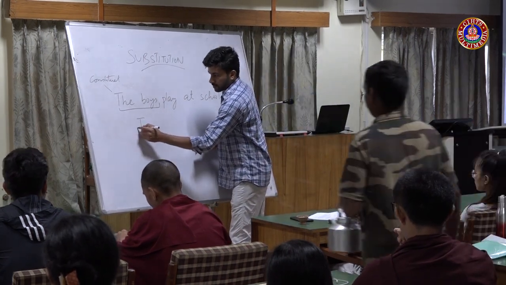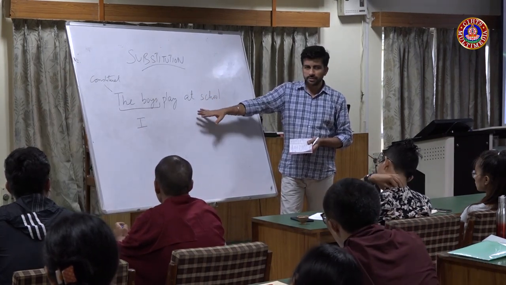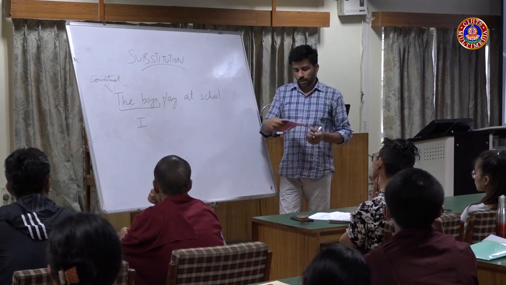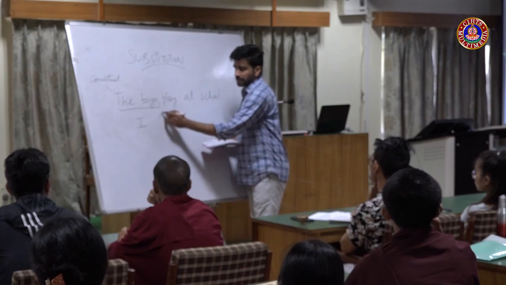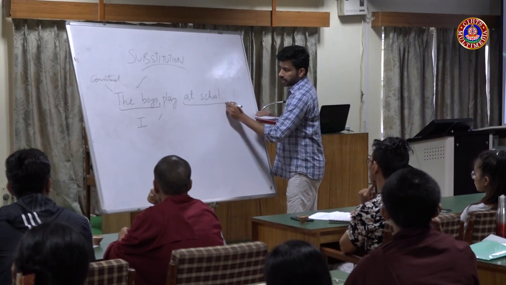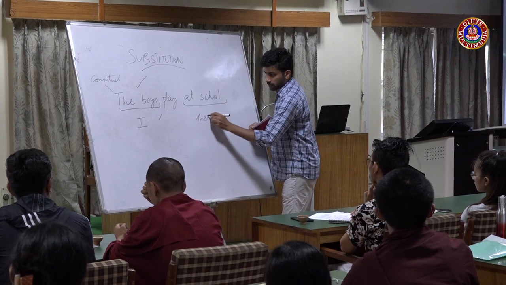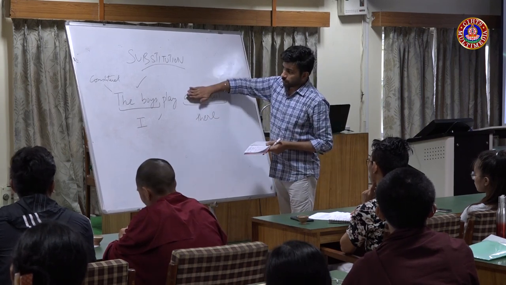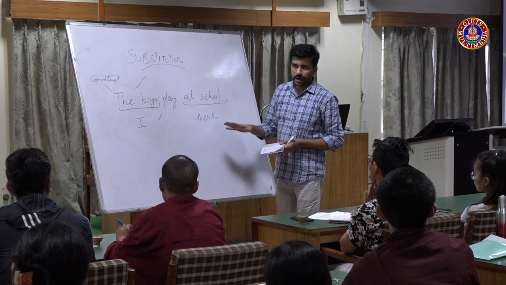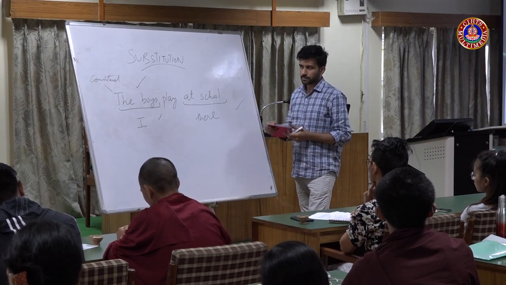I replace this part with a word which is a pronoun, and the sentence still makes sense. The boys play at school, I play at school. And if it still makes sense, then this is a valid constituent. Let us also take this unit as a constituent, another constituent. And if I write the word there, and substitute this unit with another, the boys play there, it is valid. It is meaningful, grammatical, syntactical, no problem. Okay?